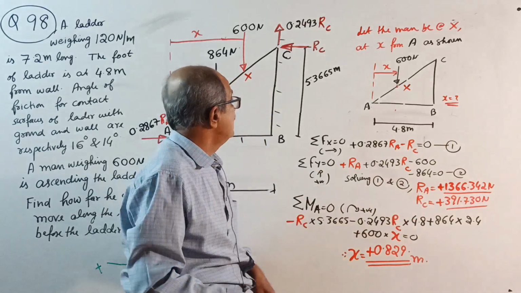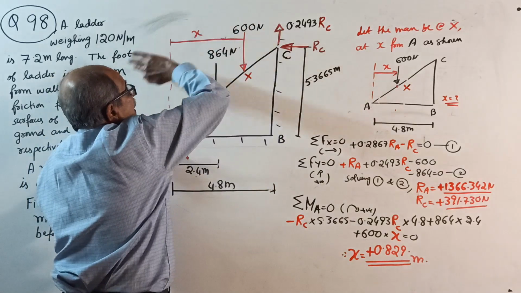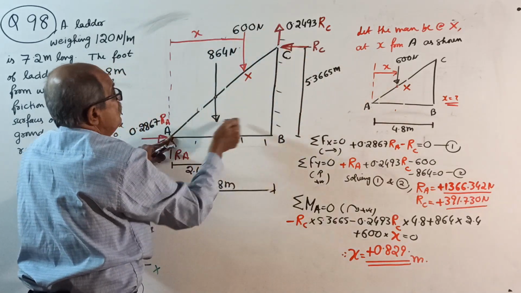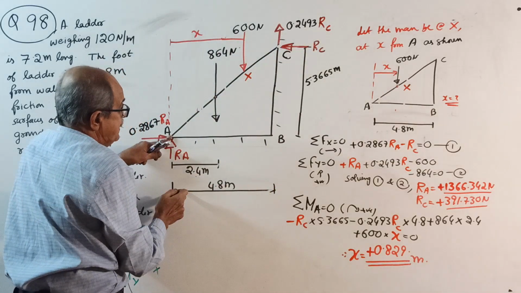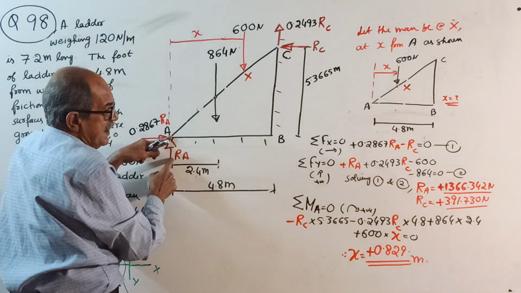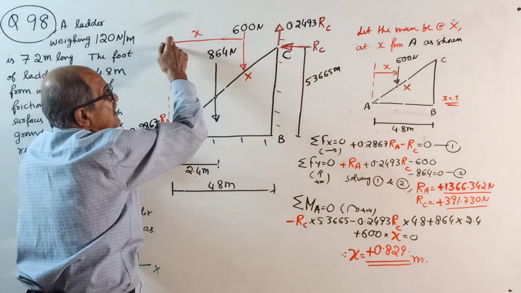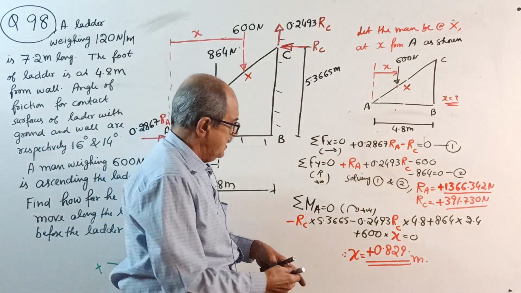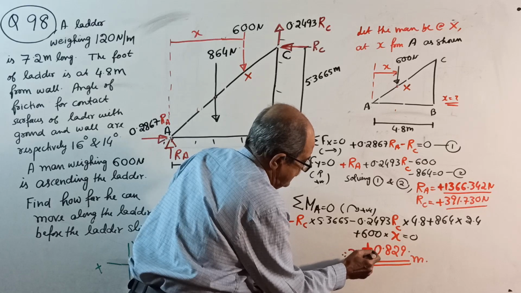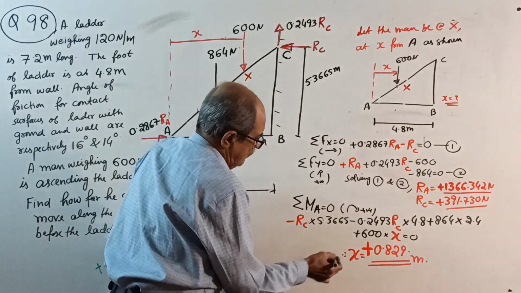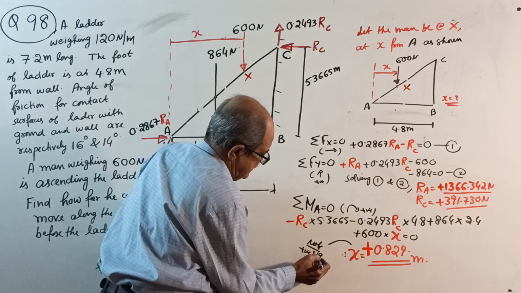X will come last. Lastly, take moment about A. Minus RC into 5.3865, minus 0.2493 RC into 4.8, plus 864 into 2.4, and lastly, plus 600 into X. We took the horizontal distance unknown. See, x equal to 0. Very, very important. X came plus. The plus is very, very important. Note the positive sign for x.